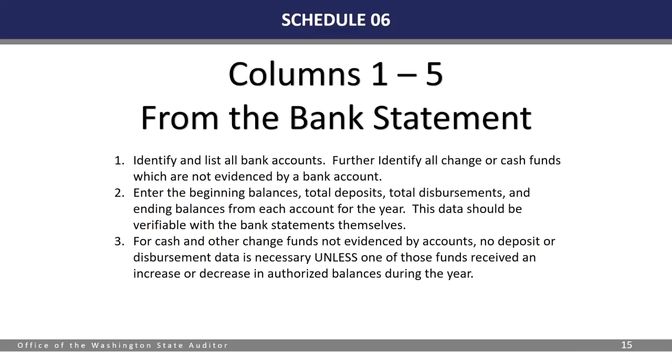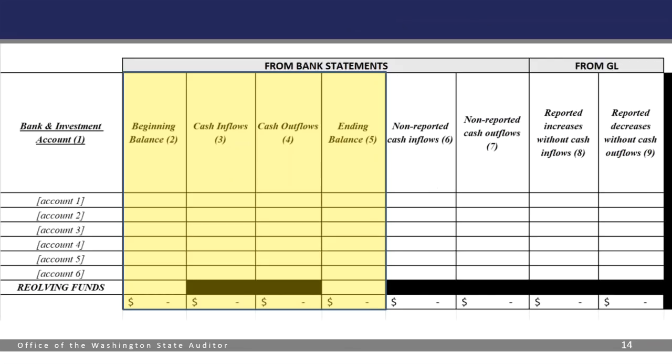In columns 2 through 5, all a city or county should do is take the bank statements and enter your beginning balances, your total deposits, your total disbursements, and ending balances for the year by bank account. So this should be easy to tie back to the statements as part of a review process for compiling the Schedule 6. As long as you can tie columns 1 through 5 back to your actual bank statements, so far so good.